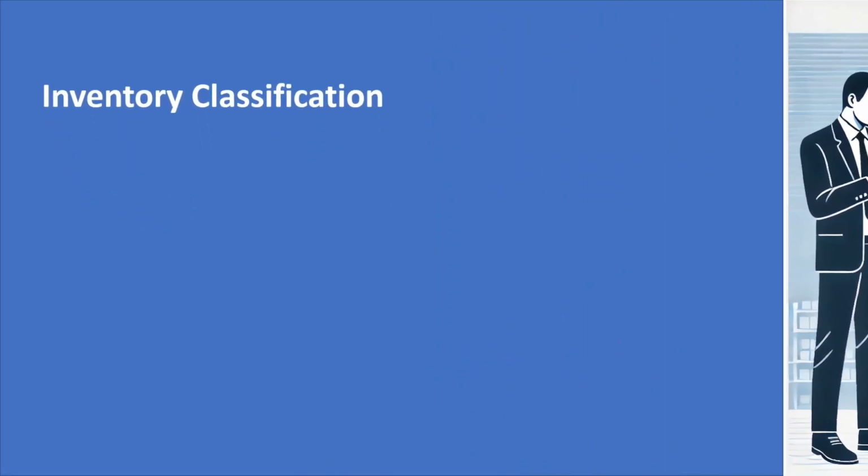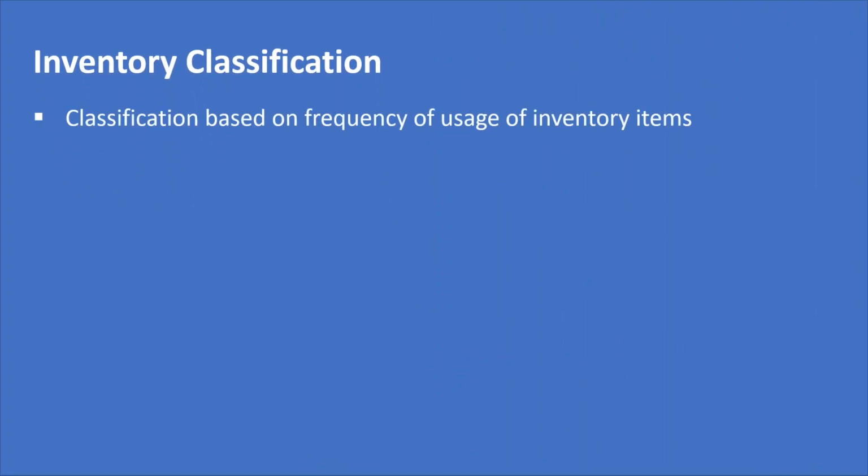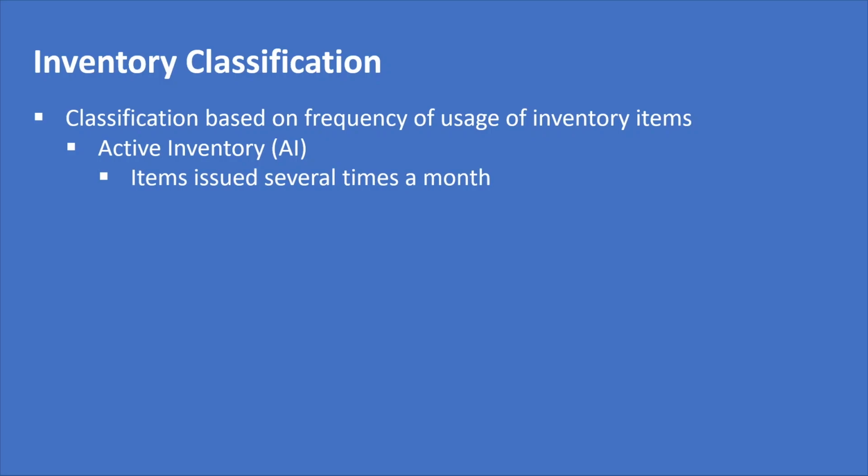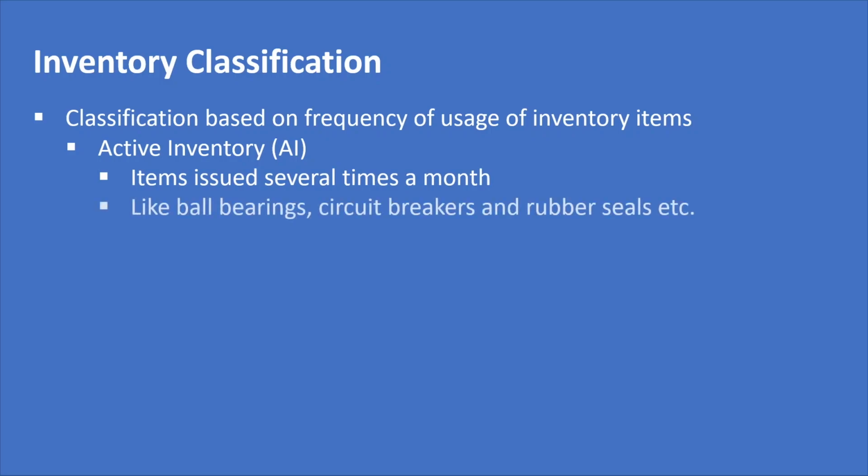One of the simple ways of classifying inventory items is based on frequency of their usage. All such spare parts that are most frequently used are categorized as active inventory. They can include items that are issued several times in a month, for example, ball bearings, circuit breakers, and rubber seals, etc.